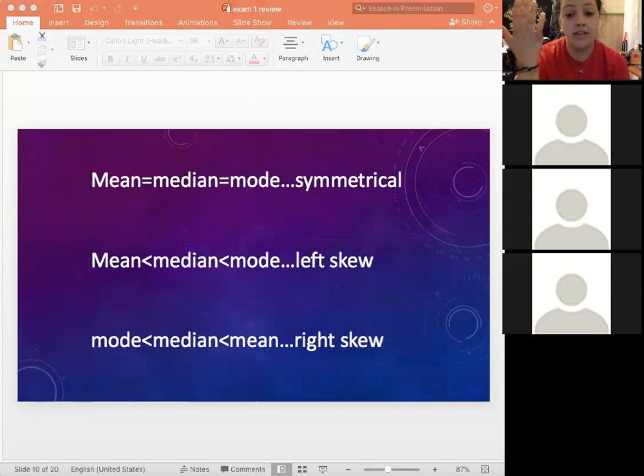Okay, and talking a little bit more about the quantitative variables. When we have a quantitative variable and we put it on a distribution, so it could be on a dot plot, a histogram, whatever, if our mean equals our median, which equals our mode, that means it's going to be symmetrical. If our mean is less than our median, which is less than our mode, that's going to be a left skew. And mode less than median, less than mean is a right skew. So that just goes along with the different graphs that we have when we see them look like that.